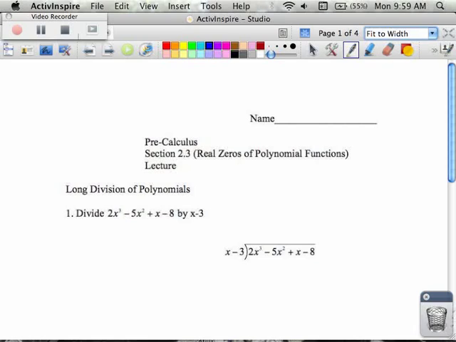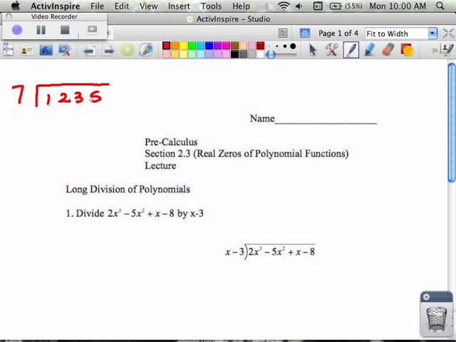So I thought we'd warm up with something that all of you are really good at right now. Long division with numbers. Like 7 going into 1,235.